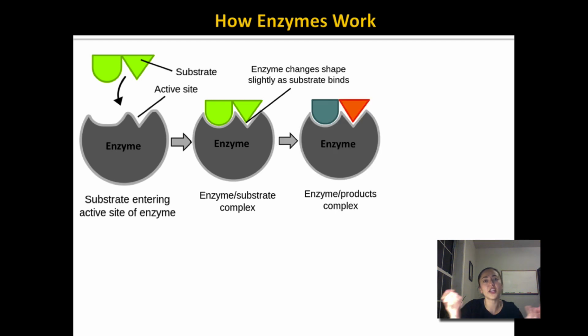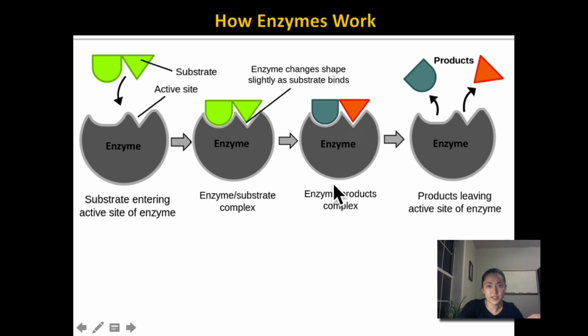And then the change happens. The substrate's turned into something new. And we call that new thing the product. And then the product leaves the active site. The enzyme is not changed at all in this chemical reaction. So now it's available for another substrate to come in and bind to it. And the cycle can just continue over and over again.